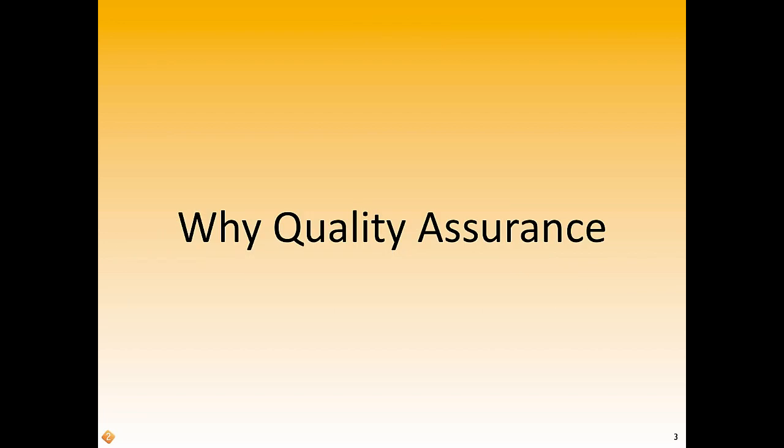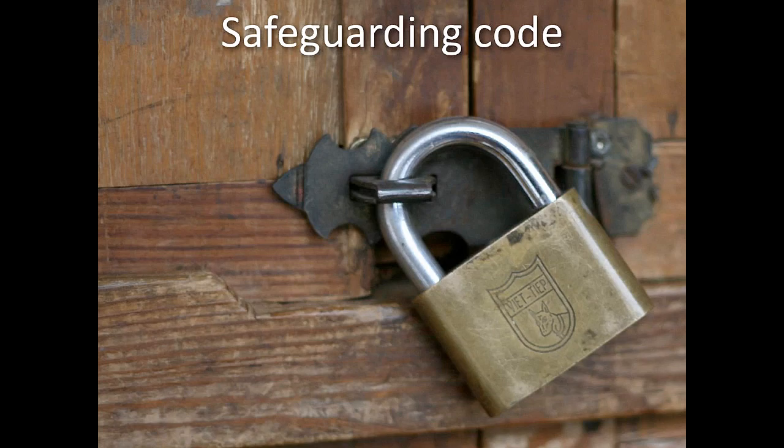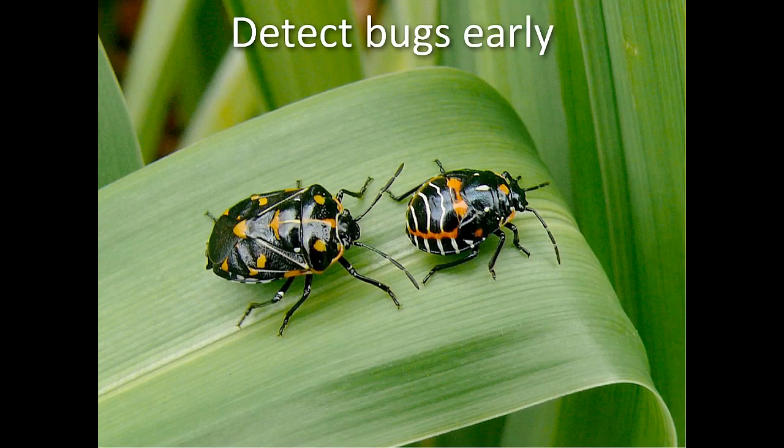So why quality assurance? Well, first of all, quality assurance is all about safeguarding code. You want to make sure that the code that you created a week ago is not broken as you move along with new improvements or new development. By doing so, you also want to detect bugs early, because nothing is as frustrating as having a bug displayed to your customers or to whoever asks you to do this project.